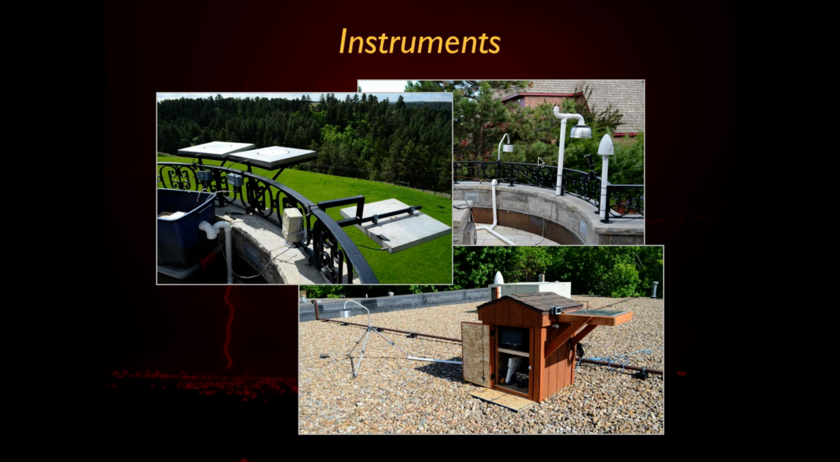We also have a couple of electric field meters. Here's a Boltek electric field meter at the same site as the flat plate antennas. And this is a slow antenna from New Mexico Tech. We also have a site in the middle of Rapid City that contains a single fast antenna. This is a low gain fast antenna, and it also is co-located with a Boltek electric field meter.